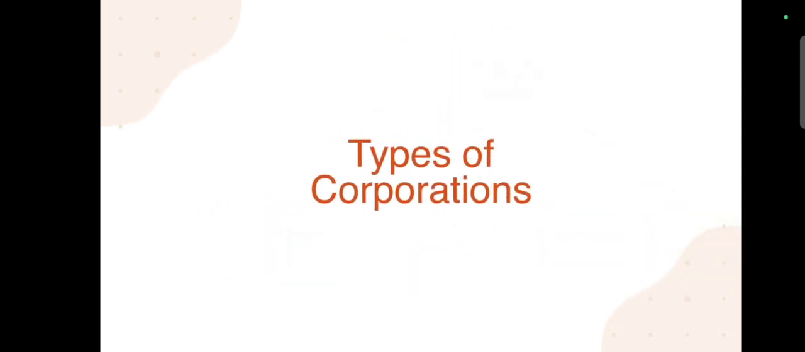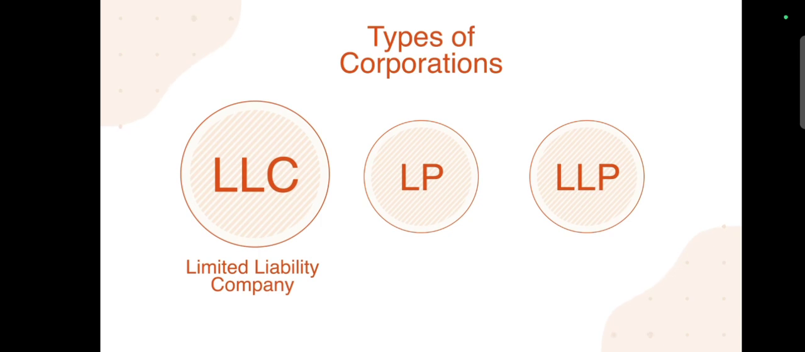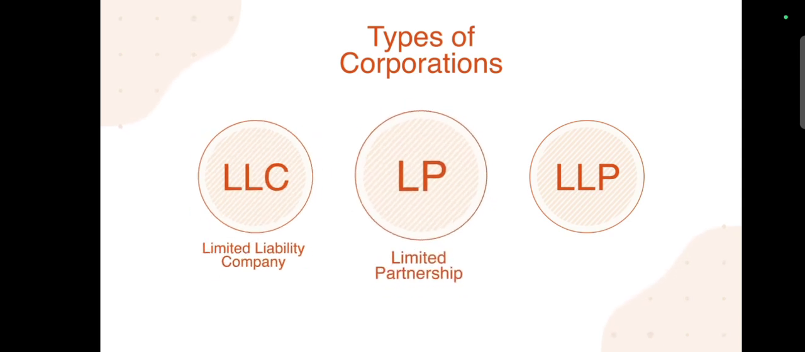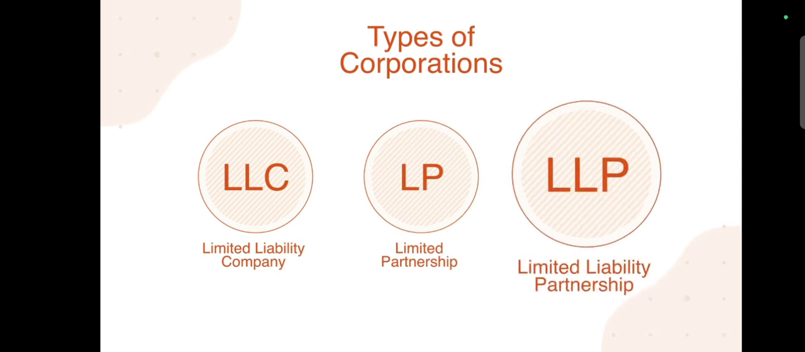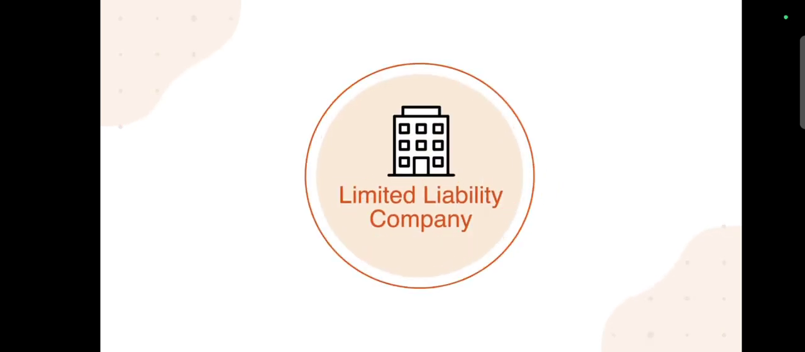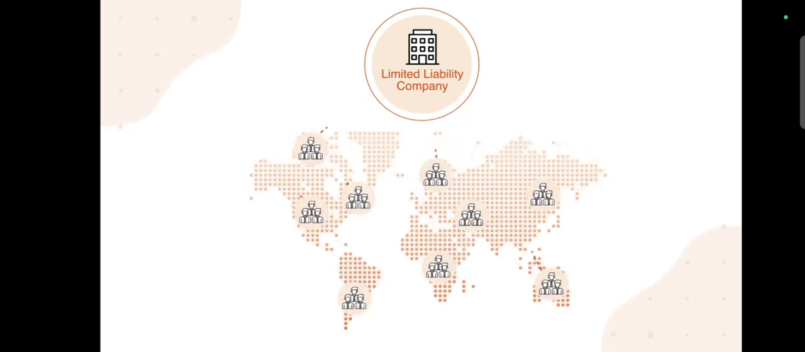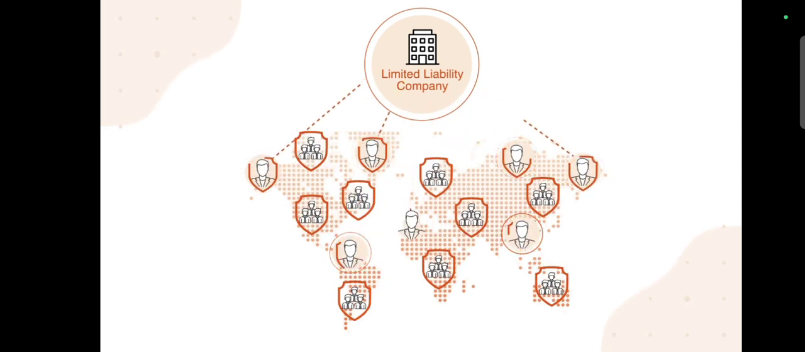While there are different types of corporations, we will look at three specific ones, which are as follows: limited liability company or LLC, limited partnership or LP, and limited liability partnership or LLP. A limited liability company or LLC is a legal form of a company that provides limited liability to its owners in many jurisdictions. The main purpose of an LLC is to provide liability protection for its members and managers.